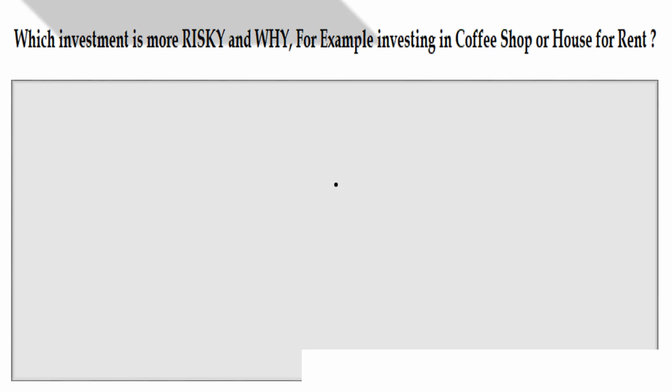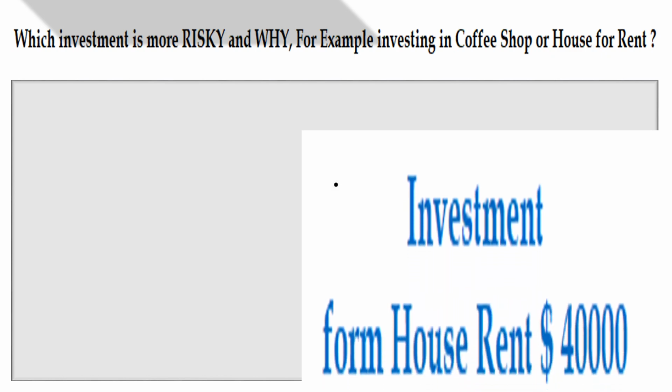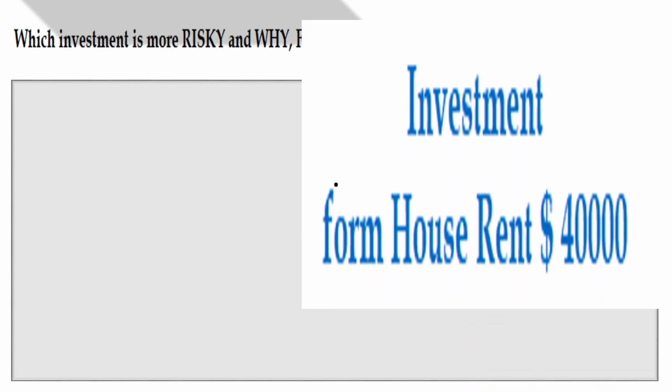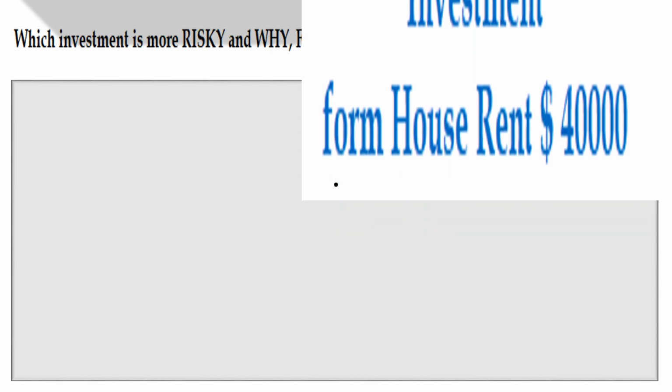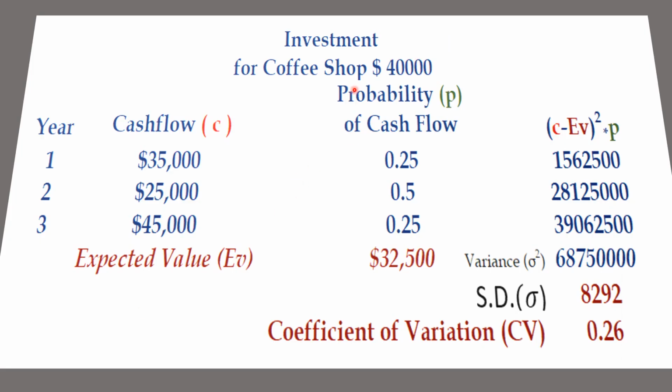Let's move forward. Check out the first alternative: investment in a coffee shop. If the investor invests in a coffee shop, he has a 3-year project period. First year $35,000 of cash flow, second year $25,000, and the third year $45,000. The chances of this cash flow occurring are 25% for the first year, 50% for the second year, and 25% for the third year, which is denoted by P, and C for cash flow.